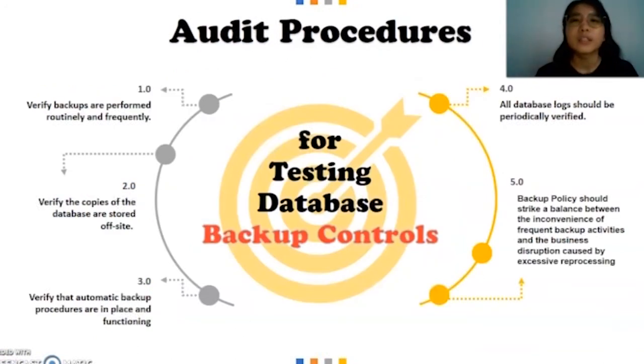Next, I would like to explain the audit procedures used by the auditor in testing the database backup control. First, the auditor can verify the backup to see whether backups are performed routinely and frequently. Next, the auditor can verify the copy of the database stored in the system. If the database is stored properly, it means the company has good backup control. Next, the auditor can verify the automatic backup procedures to see whether they are in place and functioning well. Next, the auditor can verify the database log to see whether it is updated periodically.